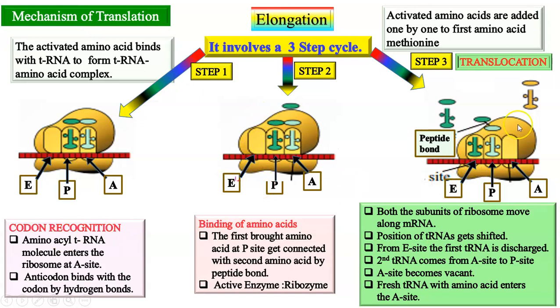So once the ribosome shifts, again you can see the aminoacyl tRNA molecule enters the ribosome at the A site, and then the hydrogen bond formation takes place. The whole process will get repeated.